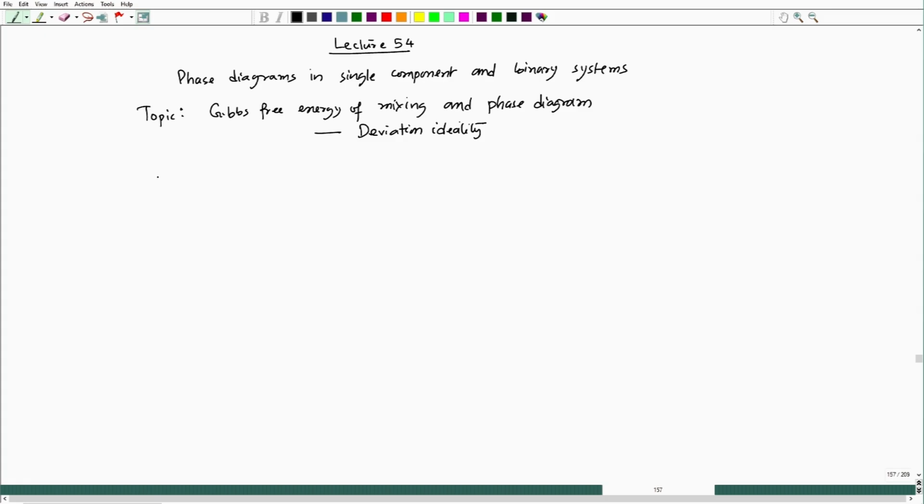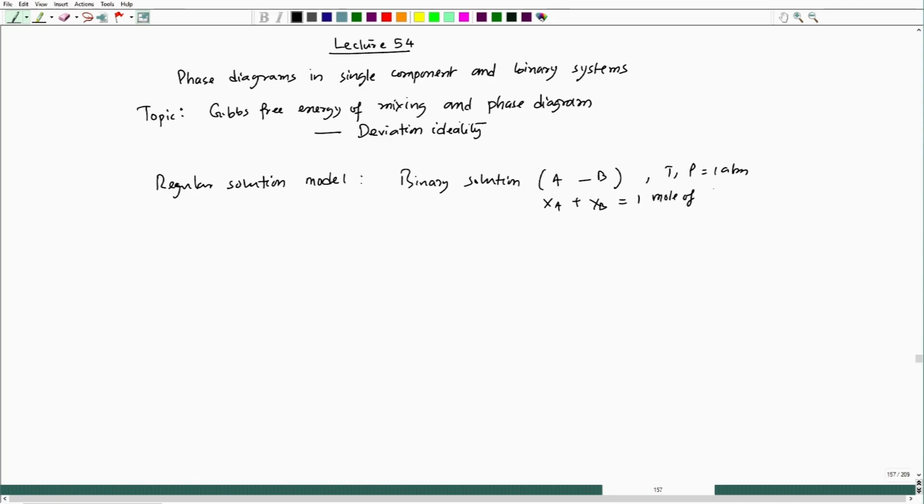Just brief, we are taking the regular solution model in order to form a binary solution with A and B at a particular temperature and pressure. Pressure is kept at 1 atmosphere, and X A and X B are the mole fractions, and we are getting 1 mole of solution. And we have actually taken 4 conditions.